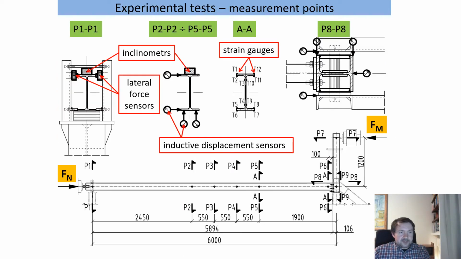Here, the figure shows the placements of different sensors on the tested specimens and details of the placement of the sensors within the cross-section located along the member.